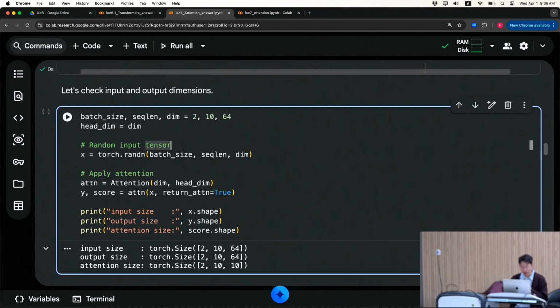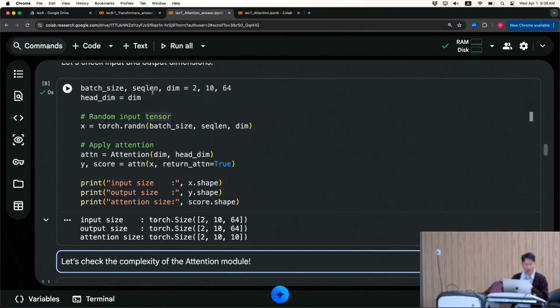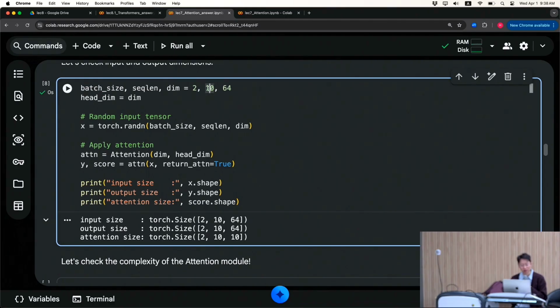Okay. Let's check the dimension. So here we're going to create some random matrix with batch size 2, sequence length of 10, dimension 64. Head dimension, this time we're just going to keep it the same. And we have some input tensor.